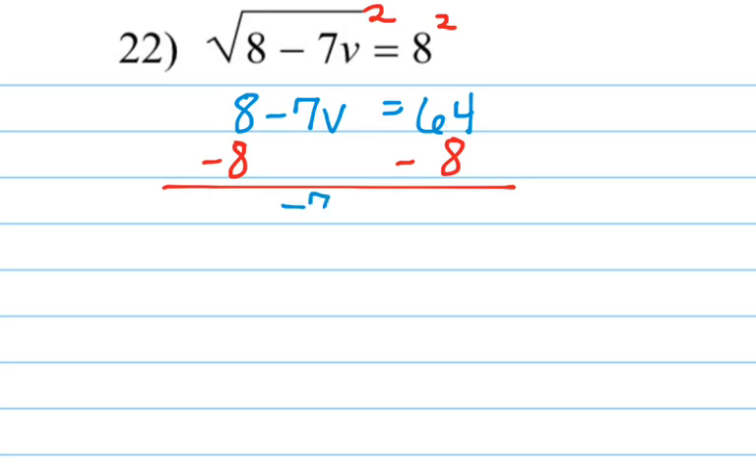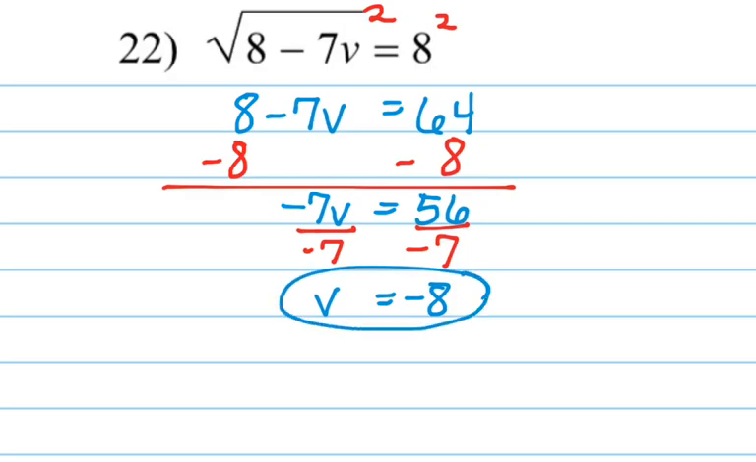And so that gives me negative 7b is equal to a positive 56. To separate the negative 7 from the b, I need to divide by negative 7. So b is equal to negative 8. And again, checking it back up in the original problem shows me that that's not going to give me a negative under my radical.